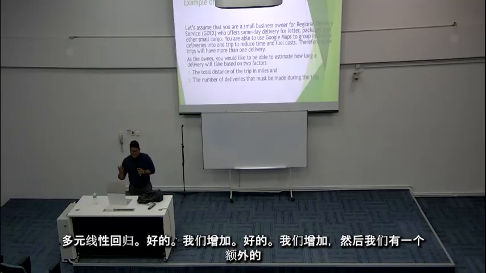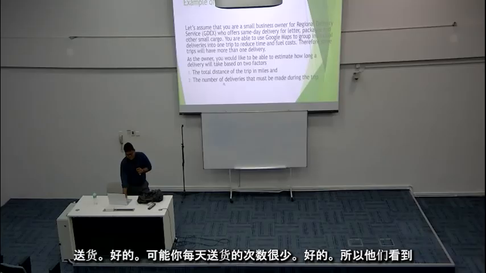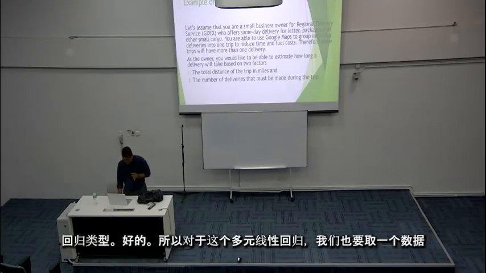We have an additional independent variable, for example the total distance of the trip, and also the number of deliveries. Probably you have a few deliveries per day. So you see that here we have two factors for this type of regression.